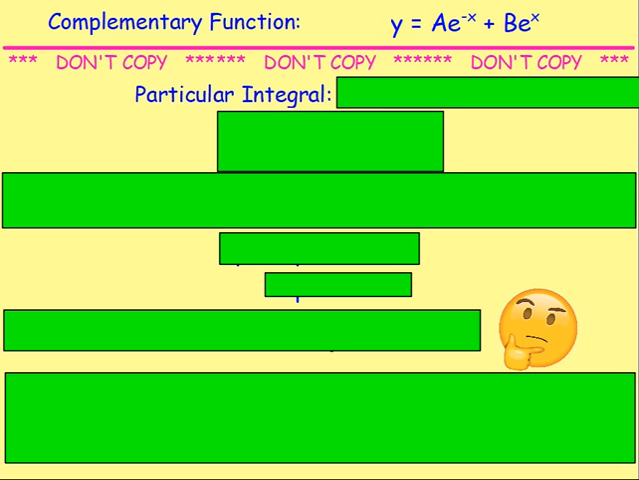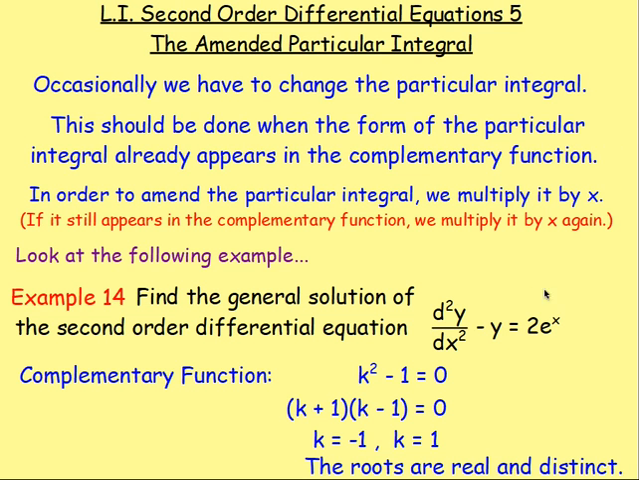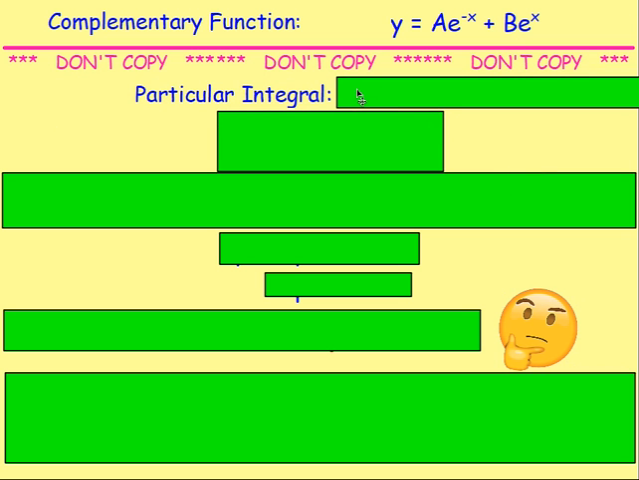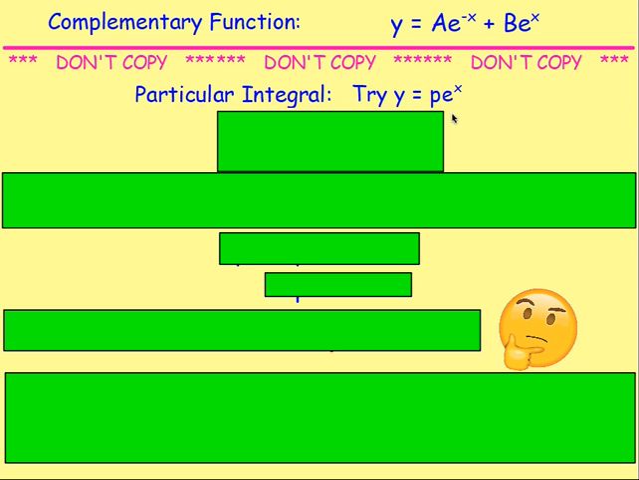However, I'm going to show you this one which will not work, so don't bother copying this unless you're wanting an example of why it won't. So a particular integral, normally what you would do is if we flip back, we can see that the right hand side equals 2e to the power of x. So for the particular integral, we would choose something e to the power of x. So let's say we tried pe to the power of x.